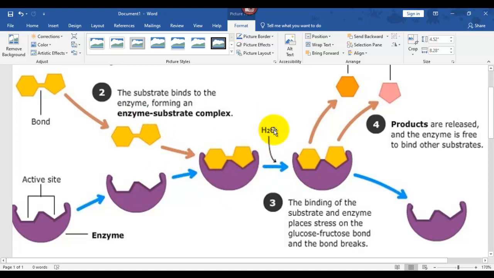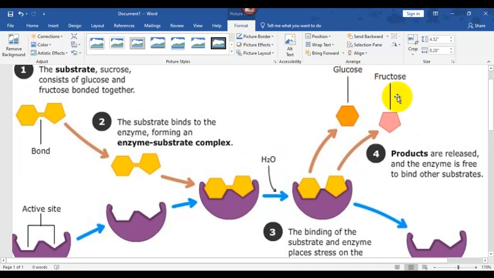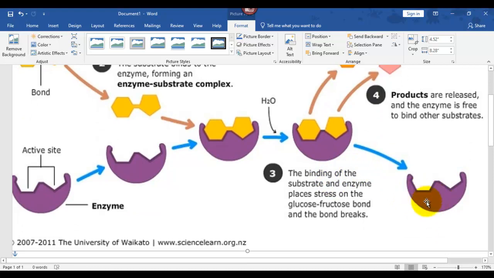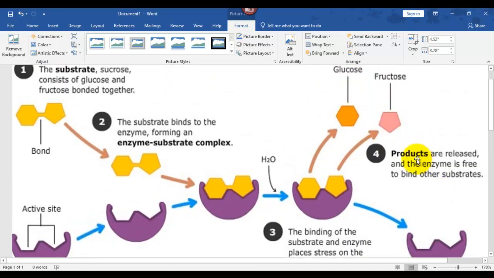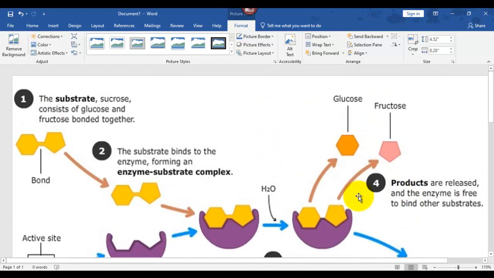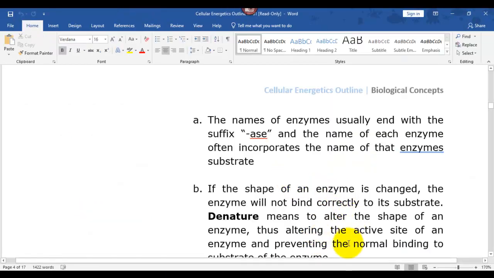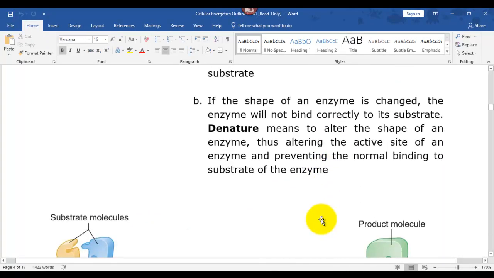But see where it's bound together, and this takes a little bit of this water molecule and it splits it into glucose and fructose. Now that's small enough to be absorbed. And see, the enzyme breaks off and it's not affected. And what you have here are called products. And we'll go through all the products of every part of respiration. So anyway, that's how that works. All right, so let's go back to our outline.